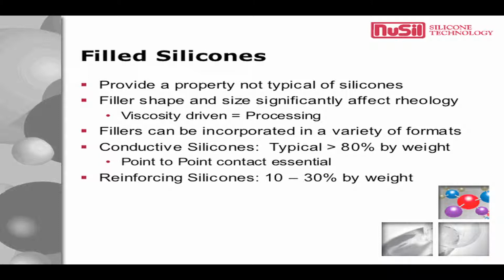So the last 2 points are kind of interesting. With a reinforcing silicone, we had talked about silica and resin, 10% to 30% by weight gives it the reinforcement. If you want a conductive material, you're looking at 80% or greater by weight, because you need point-to-point contact for the fillers themselves to make the material conductive.